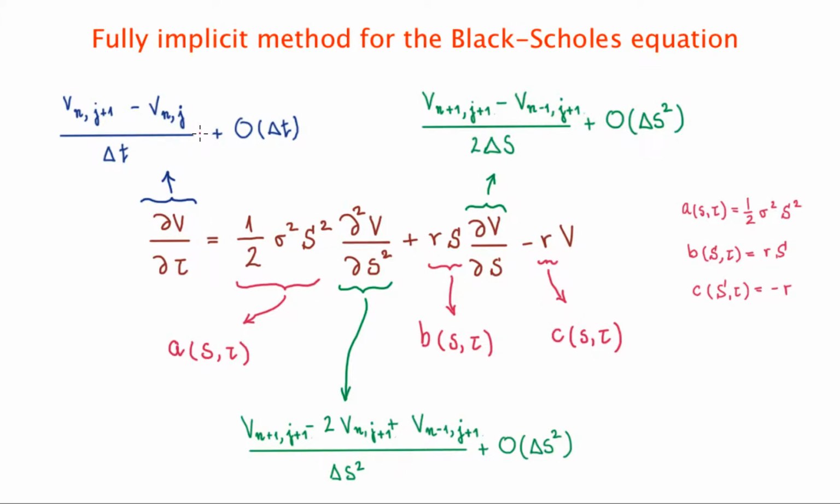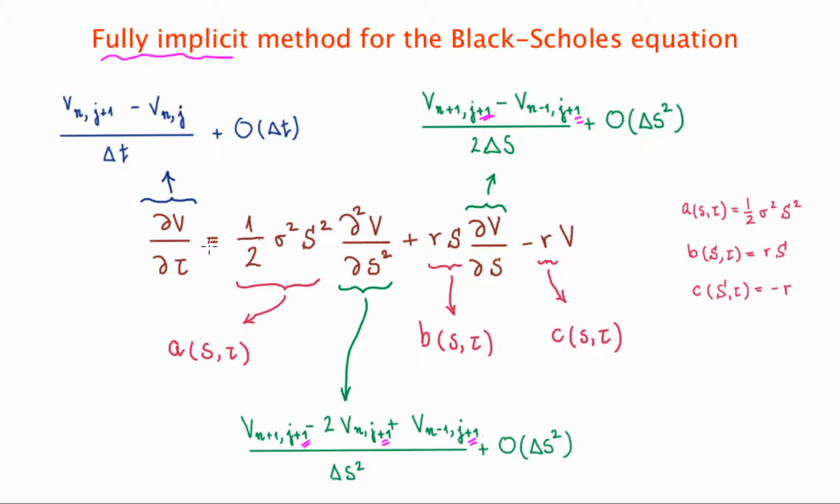After the explicit method, we're going to see here the fully implicit method to solve the Black-Scholes equation. So this is the Black-Scholes equation, and the fully implicit method is going to be basically the same as the explicit method, but the only difference is that the finite difference representation that we are going to find for both the second order partial derivative of V with respect to S and the first order partial derivative of V with respect to S are going to be evaluated at time j plus 1, while in the explicit method it was evaluated at time j.